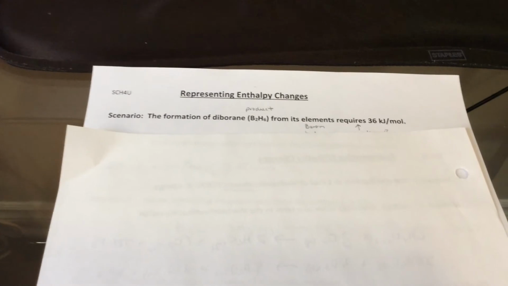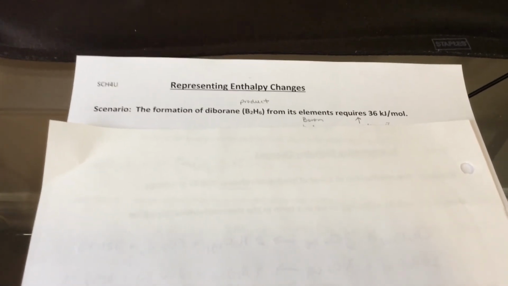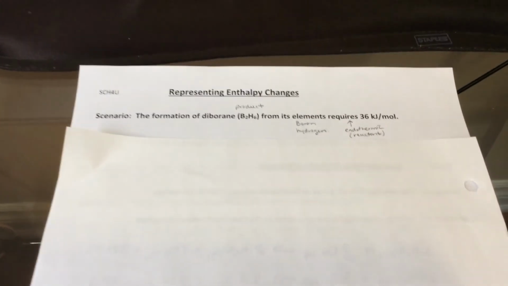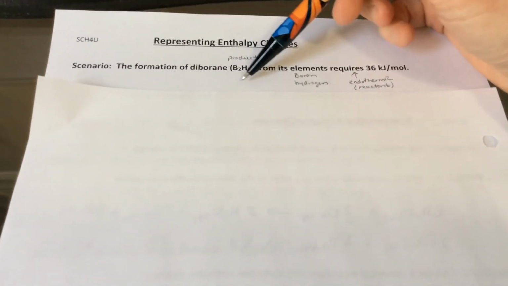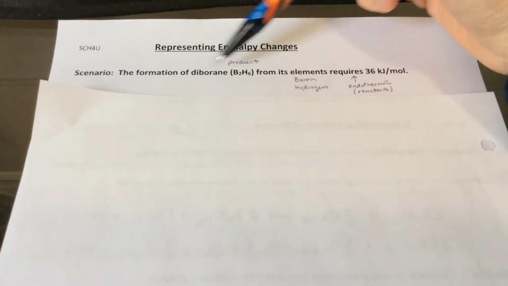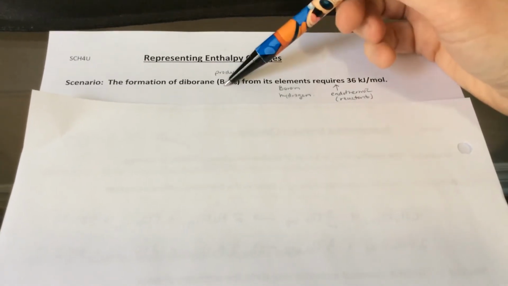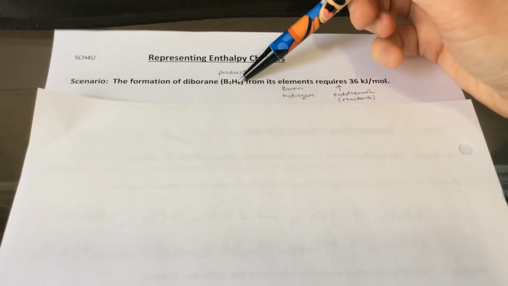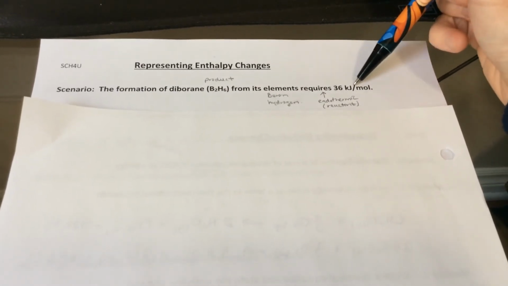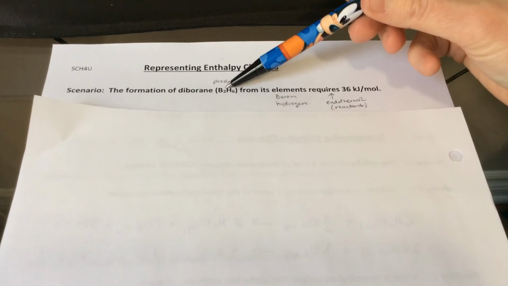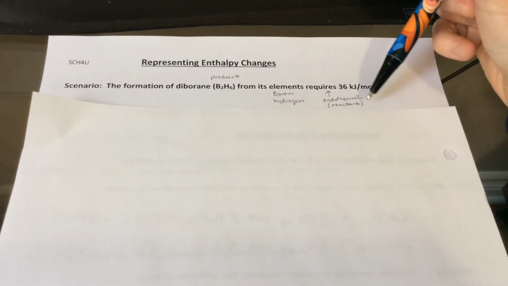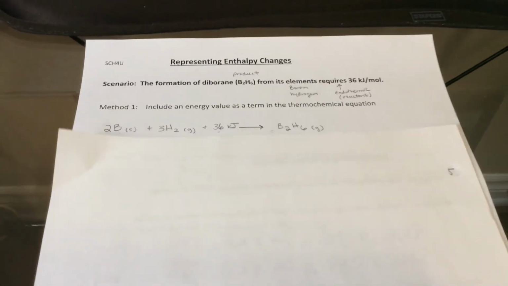The formation of diborane from its elements requires 36 kilojoules per mole of energy. Okay, well this here, the B2H6, is a product because it's saying it's formed. We're forming it from its elements. Well, what 2 elements make this up? Boron and hydrogen. It requires 36 kilojoules per mole of this product being produced. The fact that it requires energy makes it endothermic. The energy is a reactant.